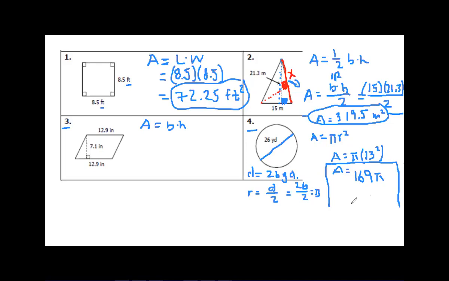Okay, if I multiply pi into the 169, what it ends up giving me is 530.93. And this is rounded to the 100th. And both of these need to have our units attached, which is yards squared.